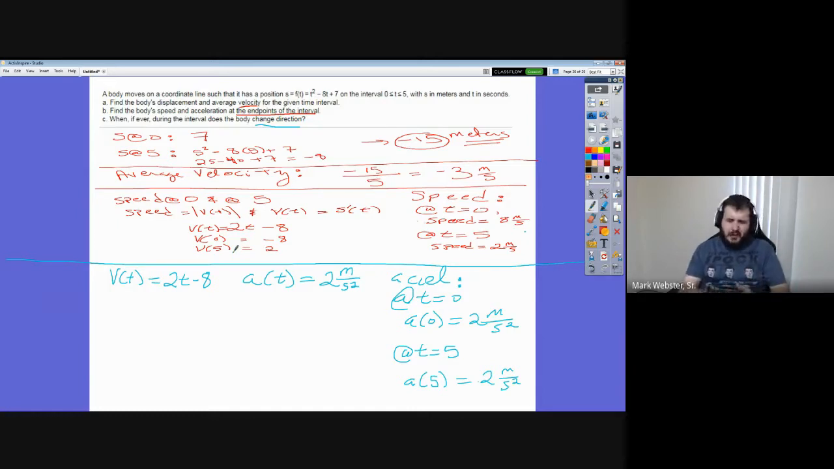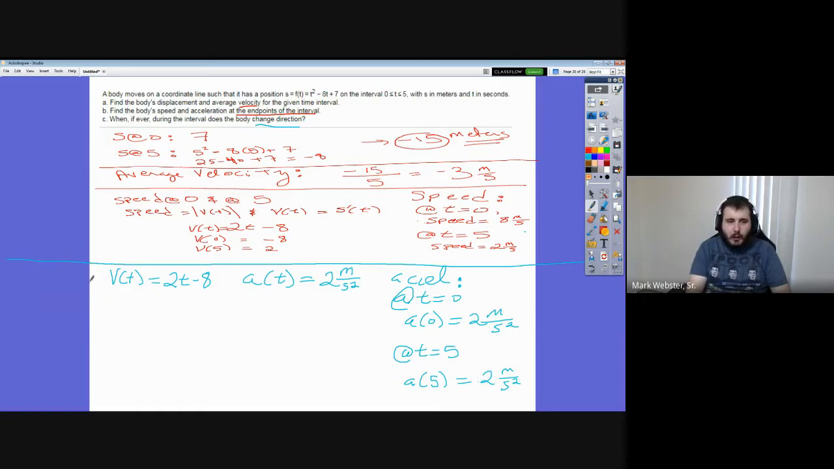The velocity is changing. It's becoming less and less each time. The acceleration is staying the same. So what we need to know is when does it change direction? If something changes direction, what happens to it? It's moving, it's moving, and now it's going to change direction. What happens at that spot? What did it have to do in order to change direction? Stop. Yeah, it had to stop.